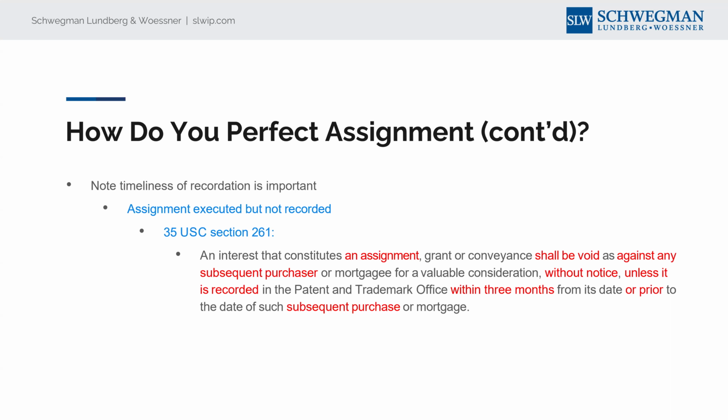Sorry, what was the condition on that again? Well, it seems like this text you've quoted says an assignment is void unless it is recorded within 3 months. Is that only the case if it's purchased later, or in all cases? Well, yeah, it would have to be against a later purchase, right? Because that's how it would arise.